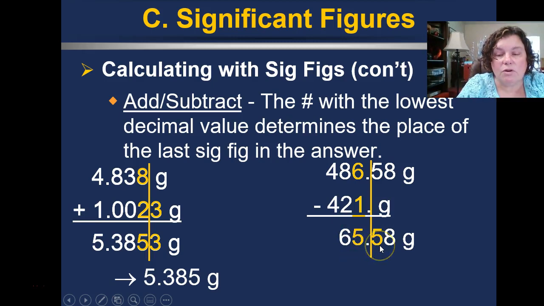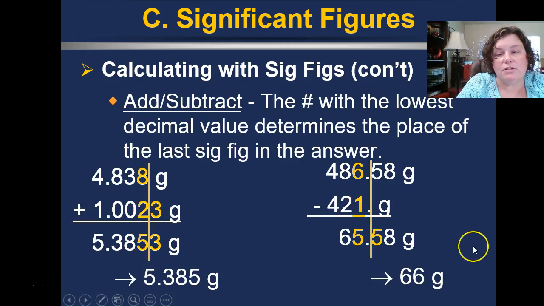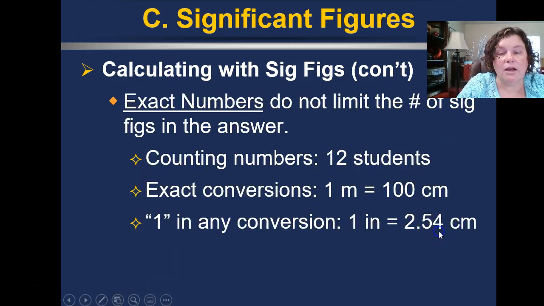So we look at the number to the right. If it's 5 and above, we're going to give it a shove. And so it is, and so we will. It'll be 66 grams, and that is what you're going to report for your answer. Pardon me, I went too fast on that slide. So we go to 66 grams, and that is all you're going to give for your answer.